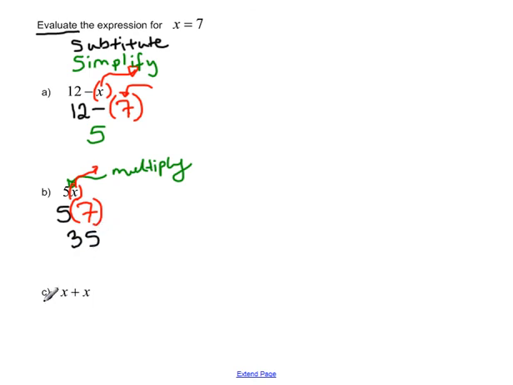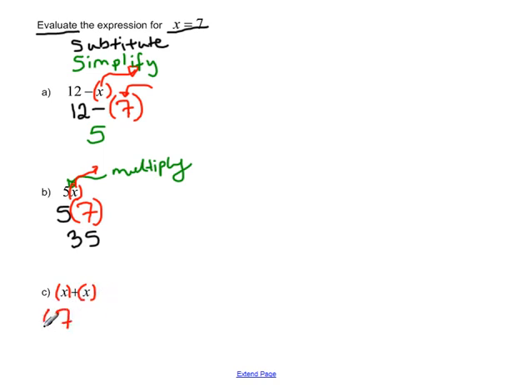Then in our last problem, where we're supposed to be evaluating, when we do our substituting step, notice that the x is showing up twice. In both of those instances, the x is going to equal 7. It's going to equal 7 both times. So for this first x, we'll isolate it out, and the second x will isolate out.